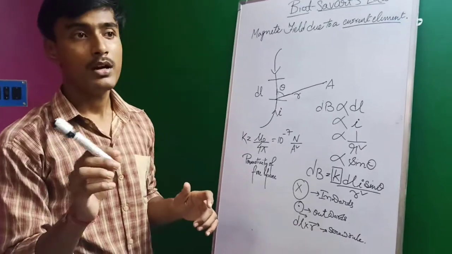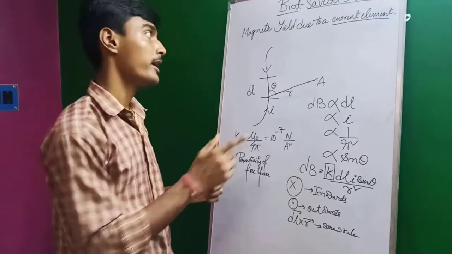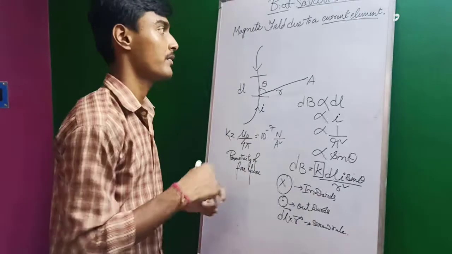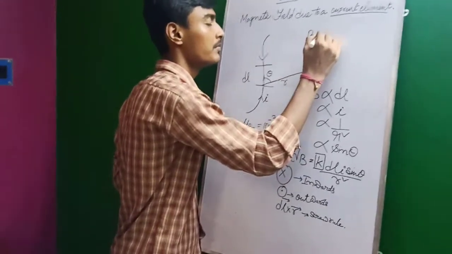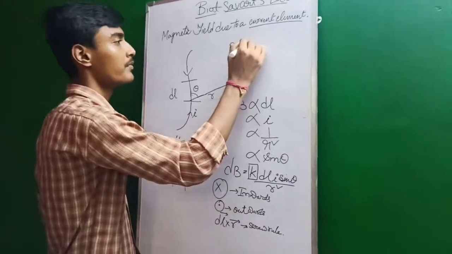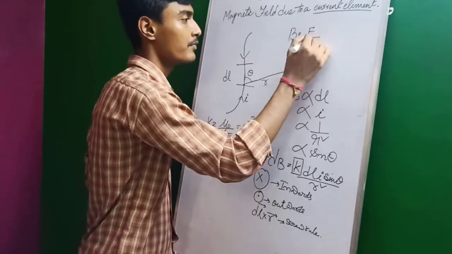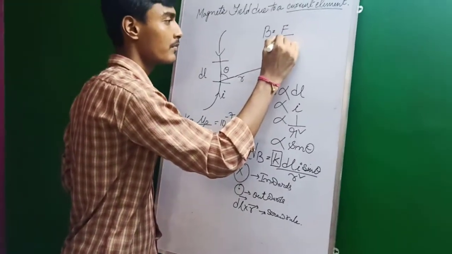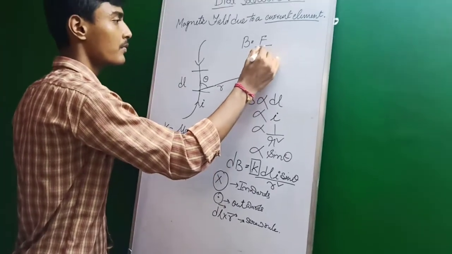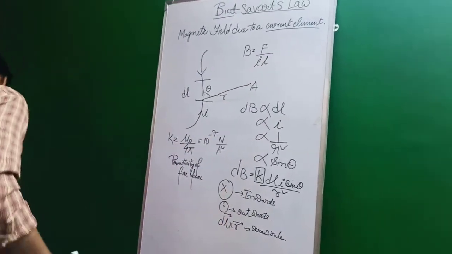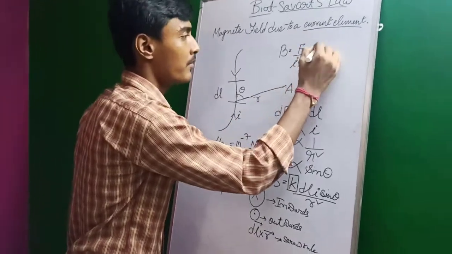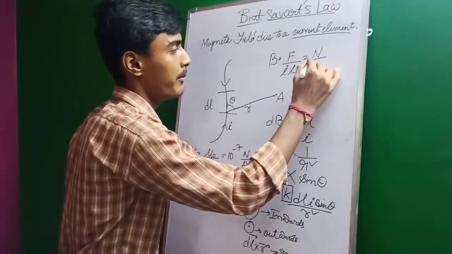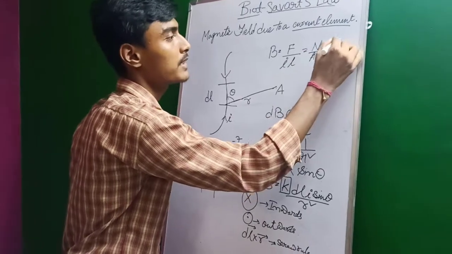Now what is the unit of magnetic field intensity? Newton per ampere meter. It is also known as Tesla.